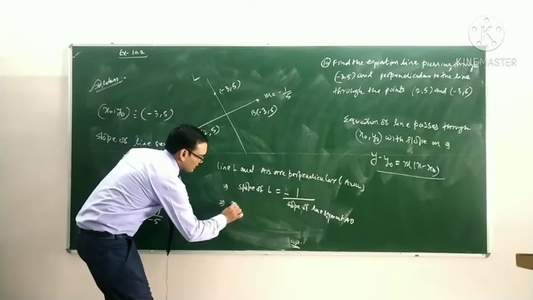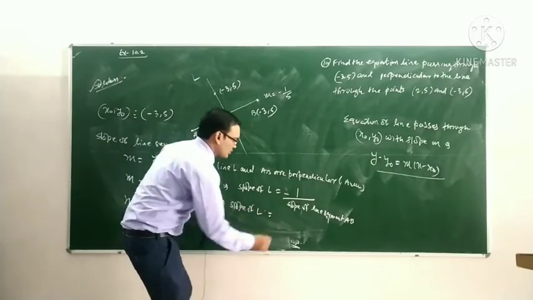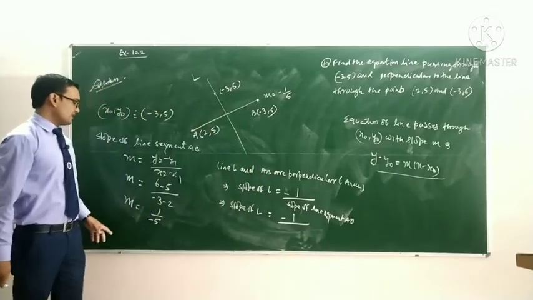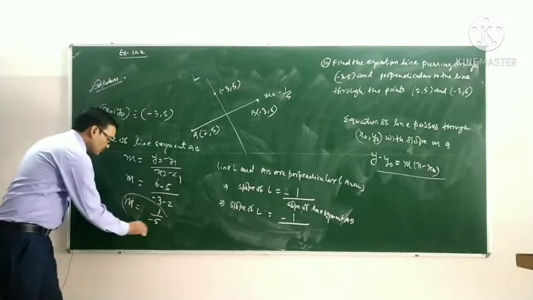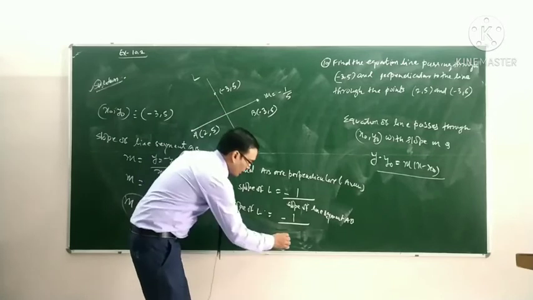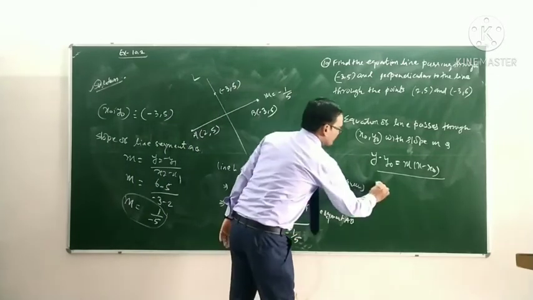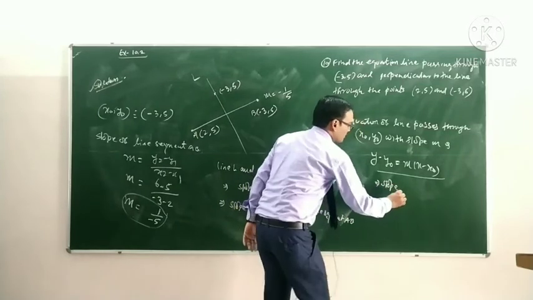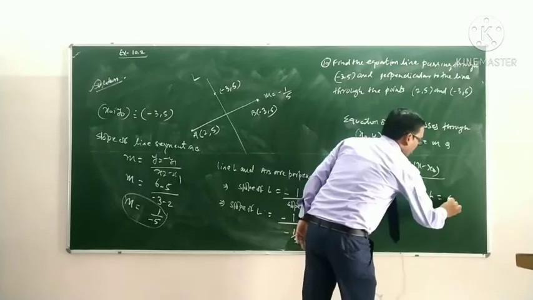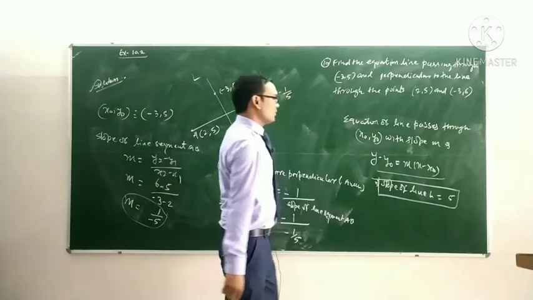Okay students, this implies that the slope of line L is equal to minus 1 upon the slope of the line segment AB, which is minus 1 upon 5. This implies that the slope of line L is equal to 5. Slope of line L is equal to 5.